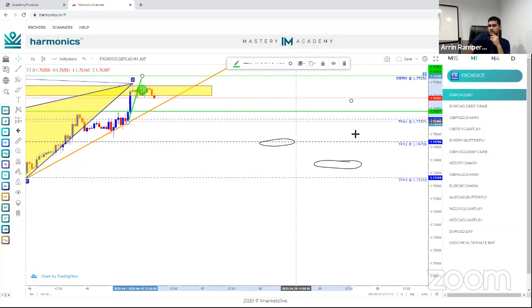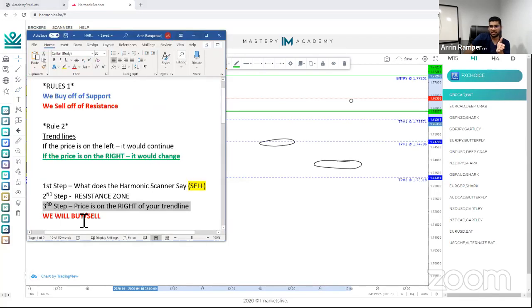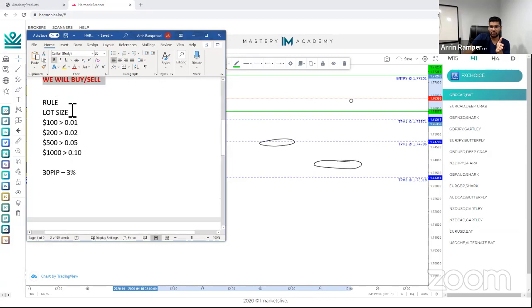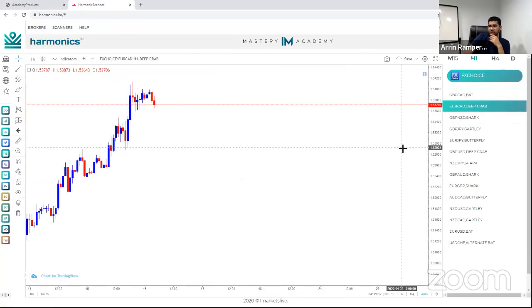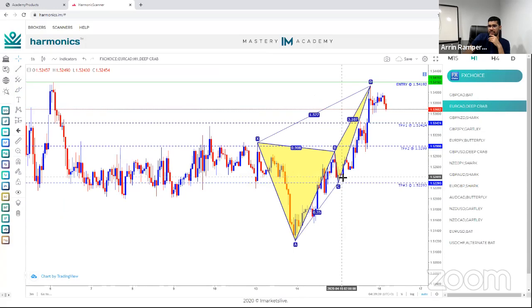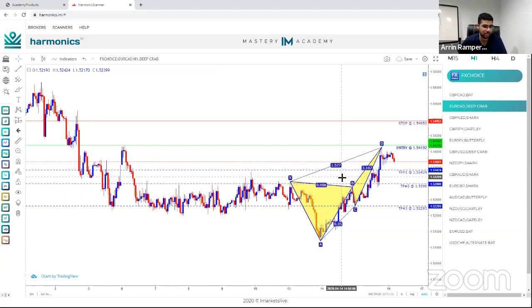All right, so let's move on, because after that, we just simply buy or sell. Obviously, you're going to follow this rule for your lot sizes, right? Next step, let's go to EuroCAD. Scanner is telling us to do what? It's telling us to sell, right?